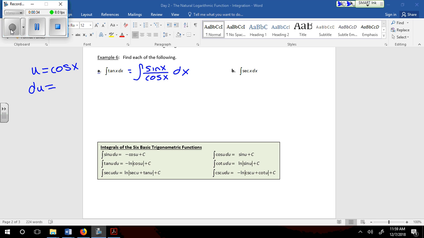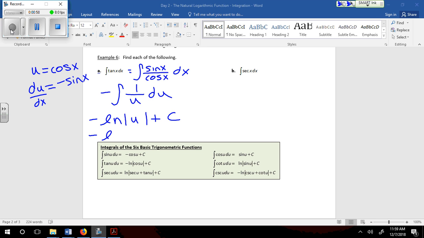Du is negative sine x. And so when we do u substitution, dx is replaced with negative du. So I put the negative on the outside, 1 over u du. So it's negative natural log of u plus c. And so we will put the cosine back in, negative natural log of cosine of x plus c. So again, you can do cotangent in a very similar way. You would have cosine over sine, and so your u would be the sine in that one.